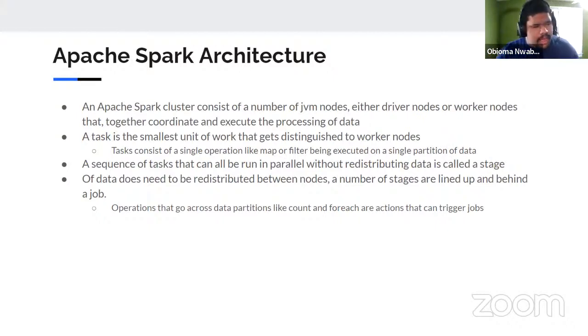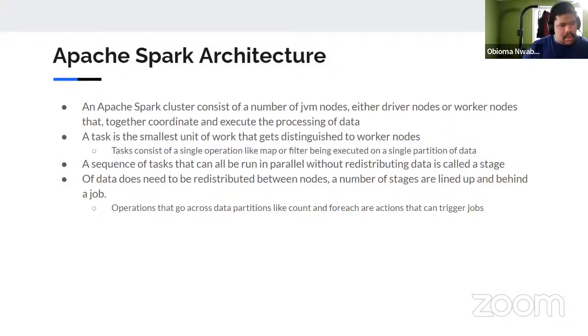And you take a sequence of tasks as long as they can all be run in parallel without redistributing your data, and we call that a stage. And then if data does need to be redistributed between nodes, you take a number of stages and you line them up, and that becomes a job.